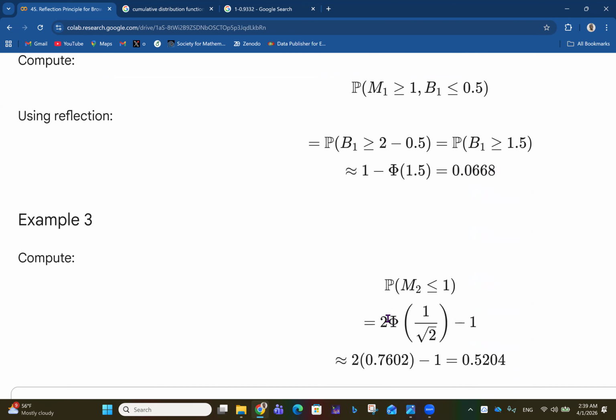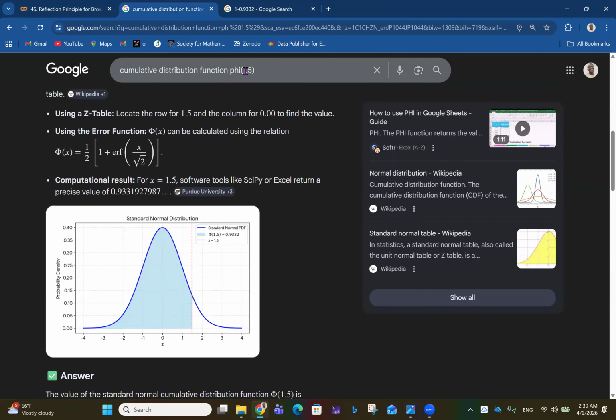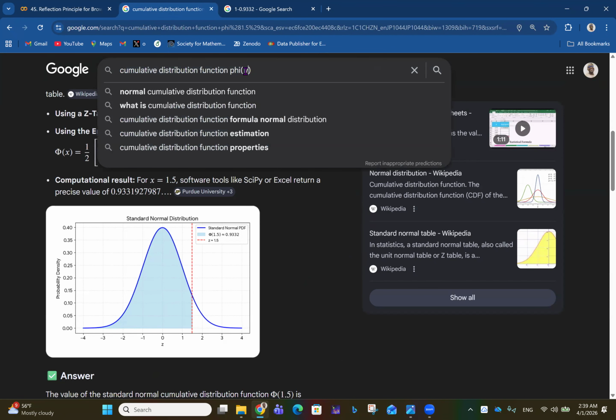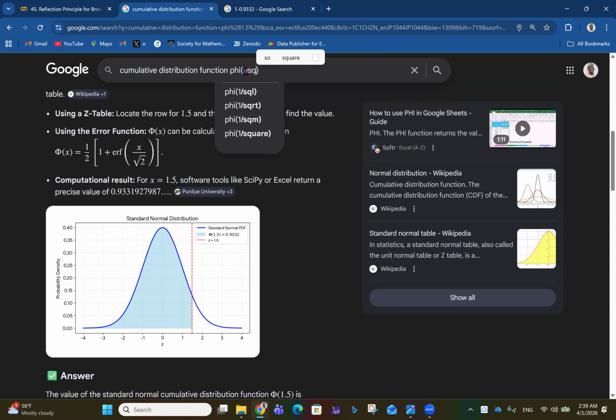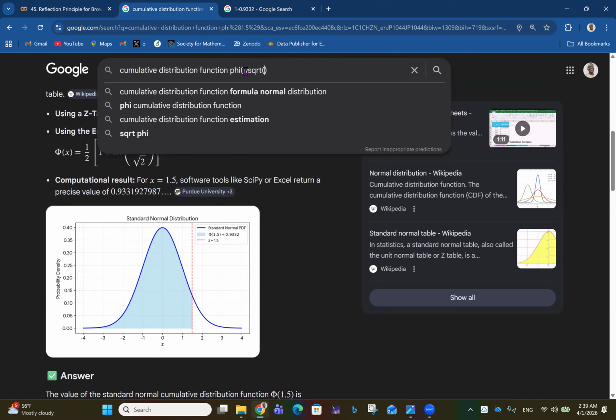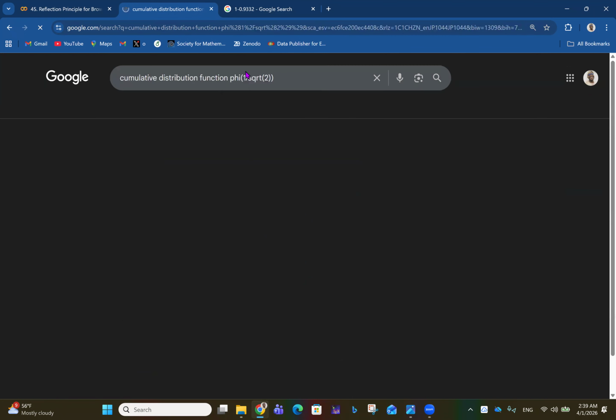In example 3, we have the probability that M2 is less than or equal to 1. In this case, that would just be 2 times phi of 1 over root 2, minus 1. If you like, I can also compute 1 divided by the square root of 2, and then take the phi of that.